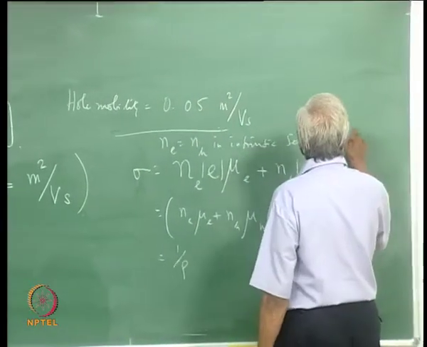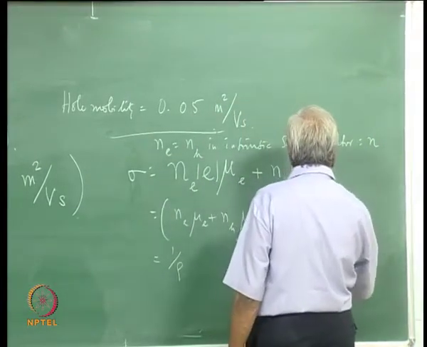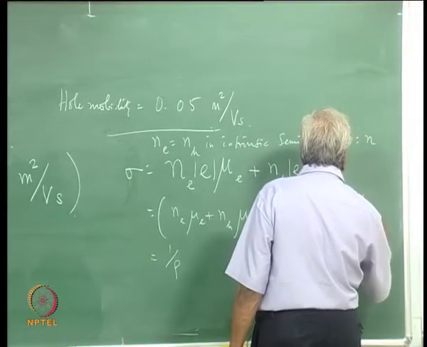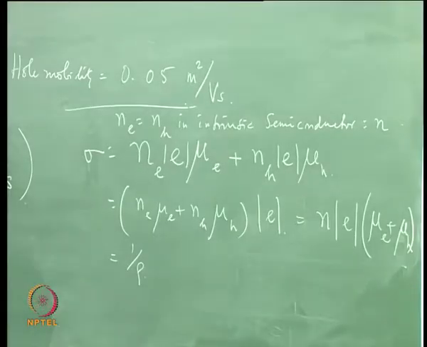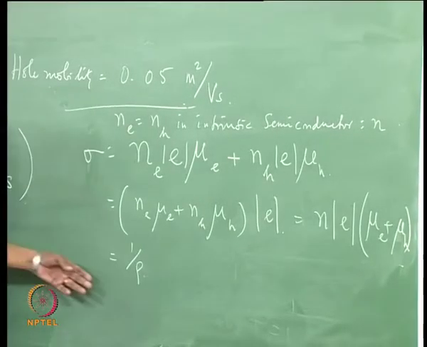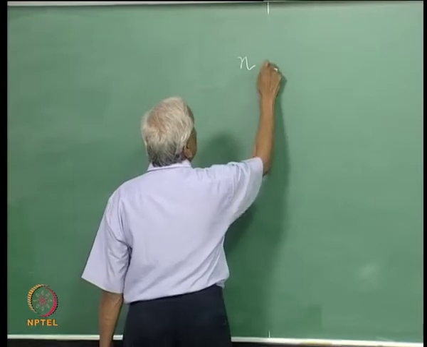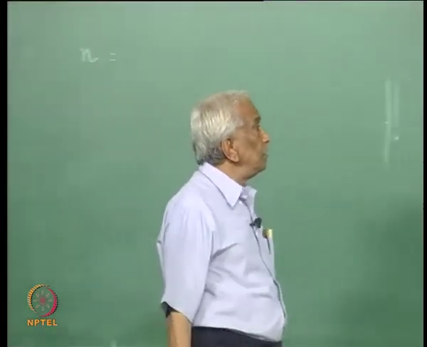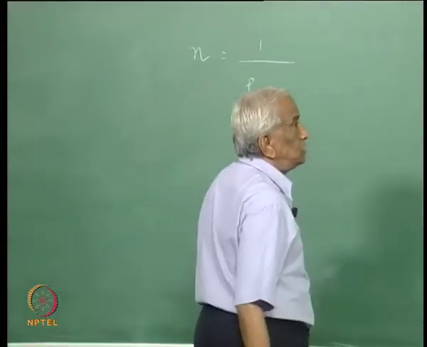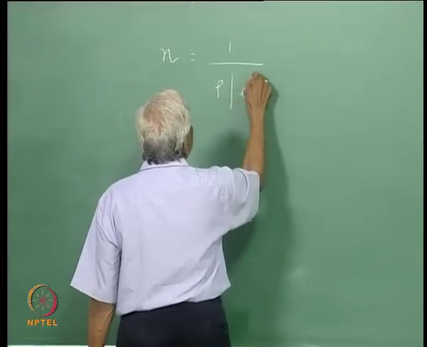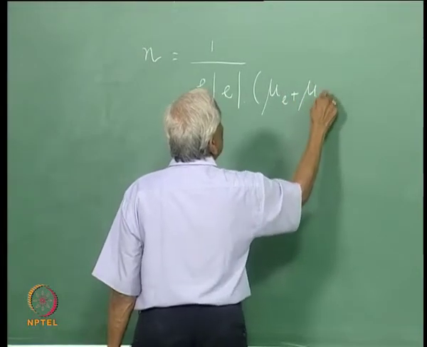So, let us write it together as N, so that this becomes N e (mu E plus mu H). So, we have this, and we are asked to determine n, the intrinsic carrier concentration. The n which is required is just given by 1 by rho times mod e times (mu E plus mu H).